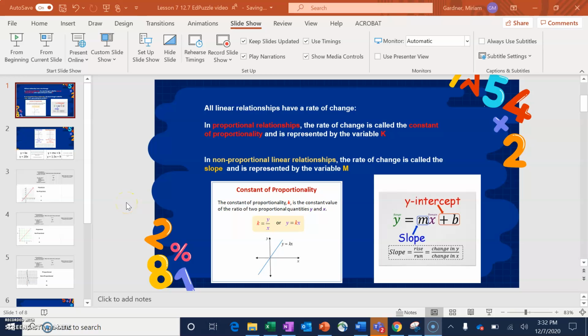We're just going to do a quick review of what we have already learned in class today. We have learned that all linear relationships have a rate of change. In proportional relationships, that rate of change is called your constant of proportionality and is represented by the variable k. In non-proportional linear relationships, that rate of change is called the slope, and it is represented by the variable m.